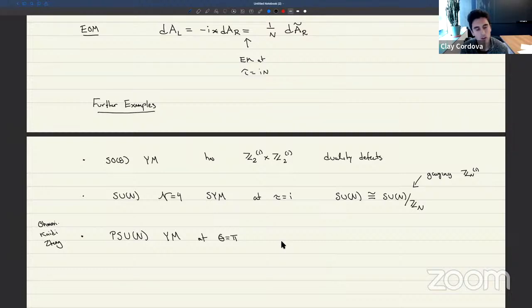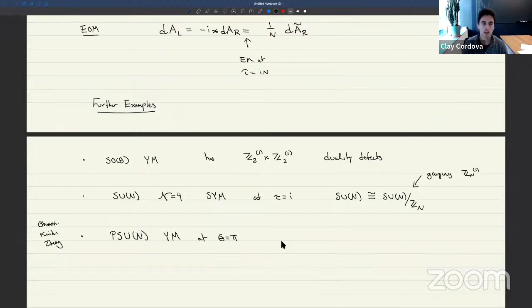Now, if you gauge the one-form symmetry to go to PSU(N), something funny is happening, because on the one hand, the gauging isn't doing much to the dynamics. So that conclusion should still hold, that at theta equals pi, there's something non-trivial there at long distances. On the other hand, there is not even any obvious symmetry to discuss at theta equals pi for PSU(N), because you've broken the time reversal symmetry, for instance.